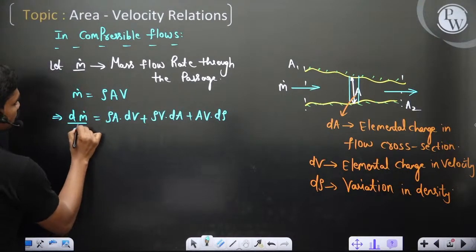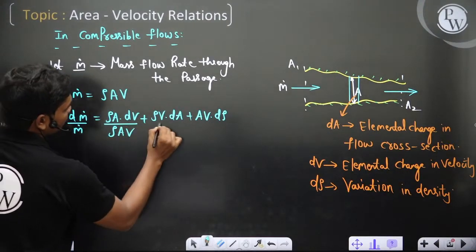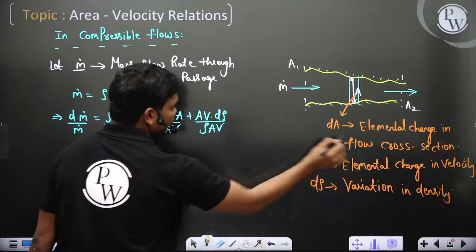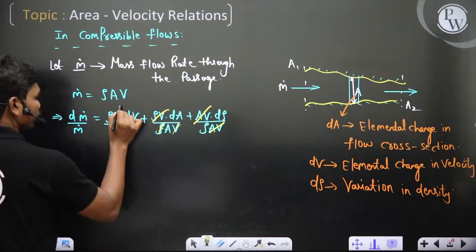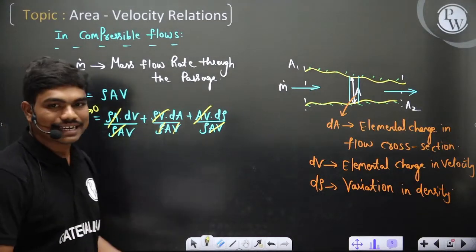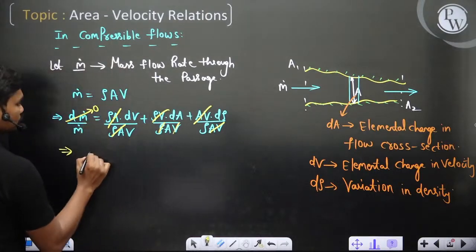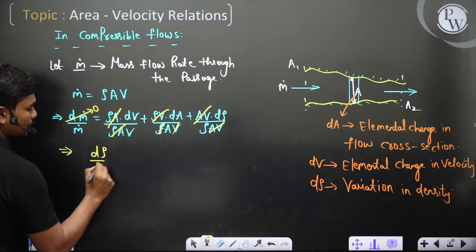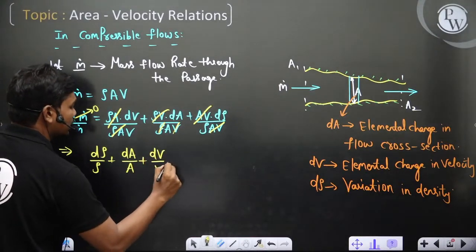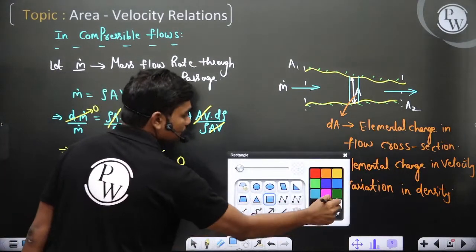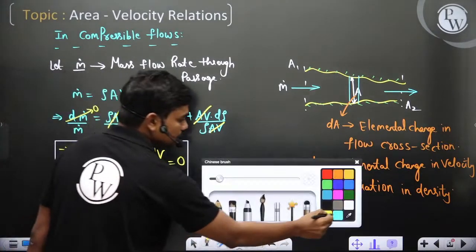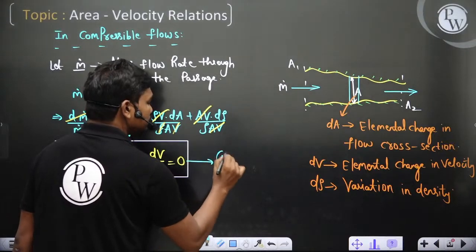If you divide by m dot, which is rho A V, and here also we have rho A V, then you can see these two get cancelled, and this dm dot is actually 0 because m dot has to be constant at any given section. So this implies d rho by rho plus dA by A plus dV by V is 0 in this case, correct? I want to talk about some important things, so I'm doing a bit of derivation here. It takes just 5 to 10 minutes, but it's an important derivation. Okay, so let's say this is equation number 1.